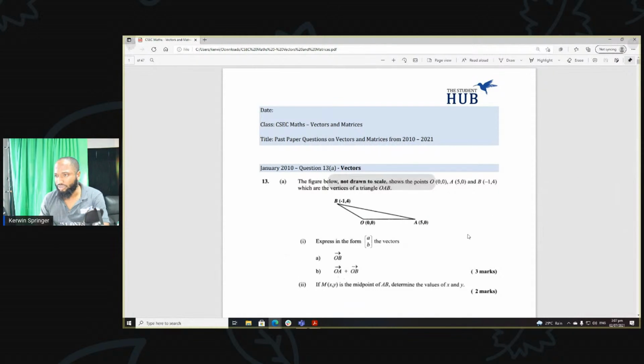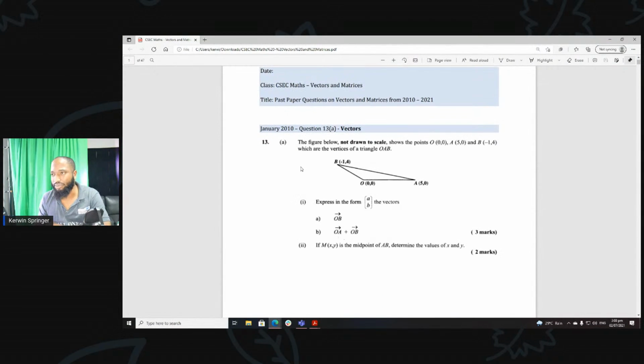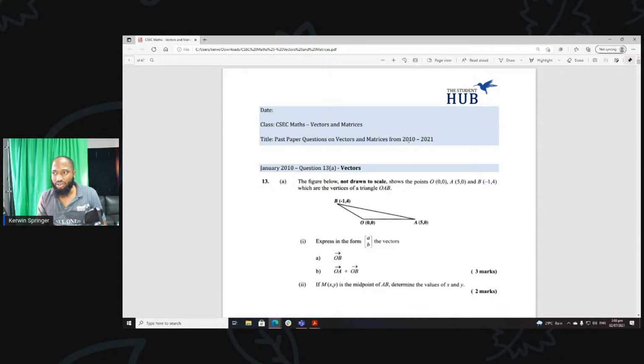So let's get down into the questions. This is January 2010. This is just a combination of all the vectors and matrices questions from 2010 straight up to 2021. We'll see how we can do.